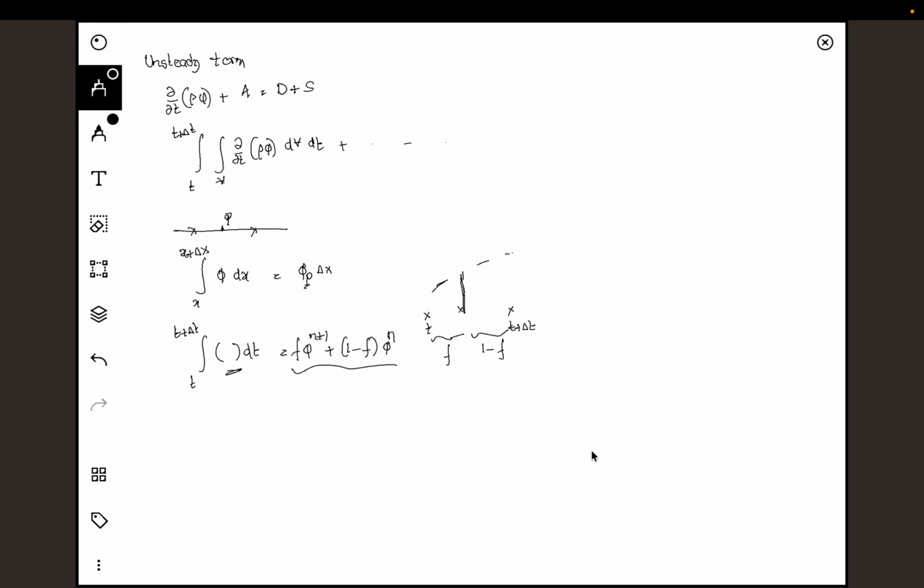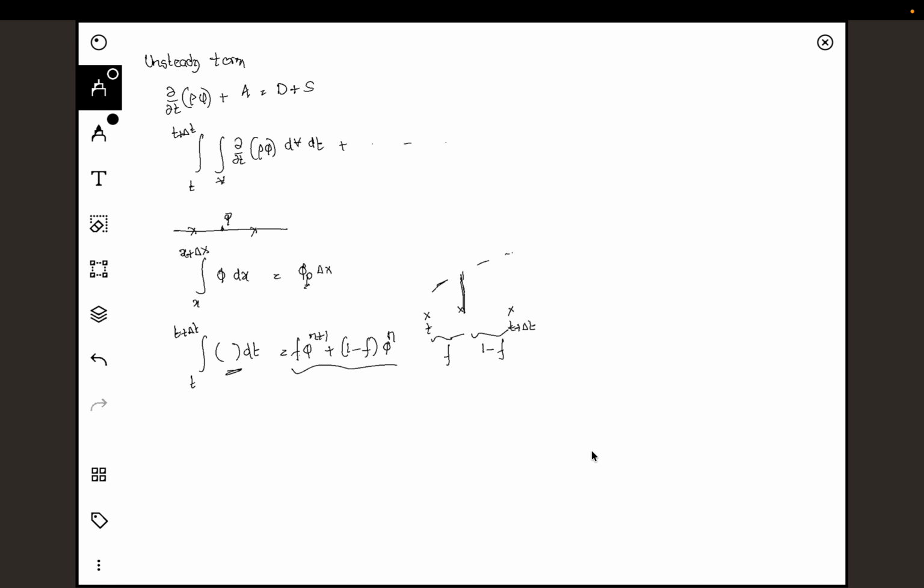So if you recall, this is something very similar to what we were doing in case of FDM. You can find the analogy between this and the weighted Crank-Nicolson method that we were discussing in case of hyperbolic equations also, where we were having this f, where if this f is 1, then it is an implicit method.